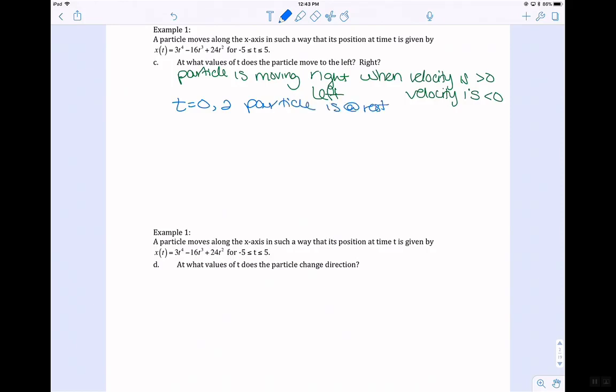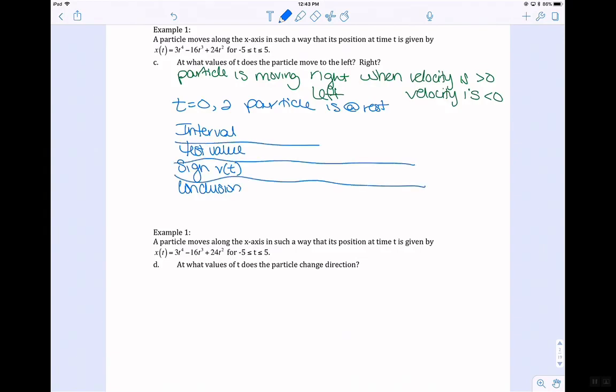So in order to figure out whether the particle is moving to the right or to the left, we're going to do the chart, similar to the first derivative test. And then this will be the sign of, instead of f prime, it'll be v of t. And then your conclusion. And then you're going from -5 to 0, 0 to 2, and then 2 to 5. So then t is equal to -1, t is equal to 1, and t is equal to 3.